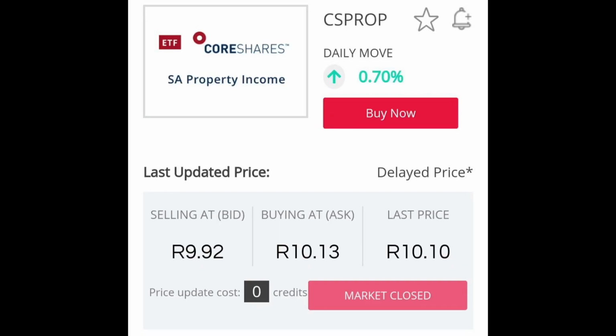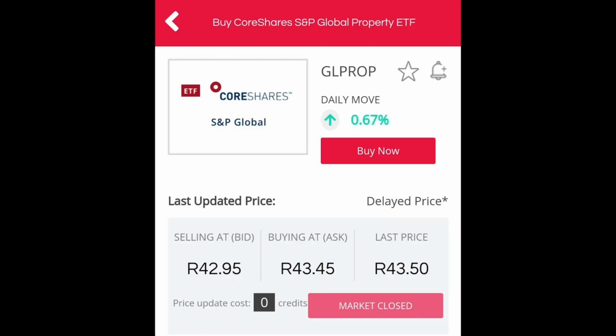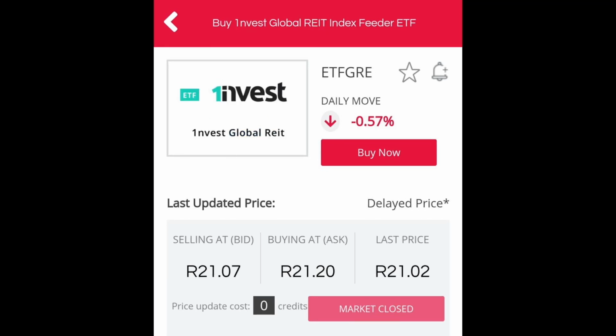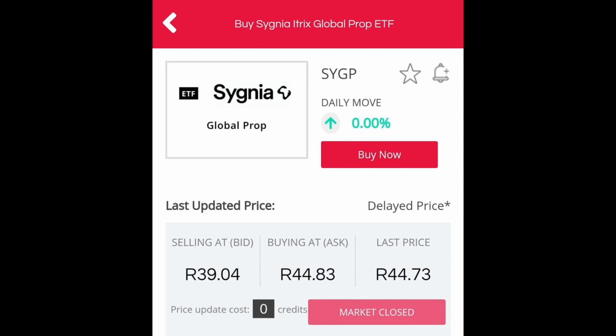Number 5, the Core Shares SA Property Income ETF. Number 4, Core Shares S&P Global Property ETF. Number 3, OneInvest Global REIT ETF. Number 2, Sygnia iTraxx Global Property ETF. I'm really surprised that property ETFs and funds make up 4 of the top 5, since property has really had a rough time in the last 18 months.